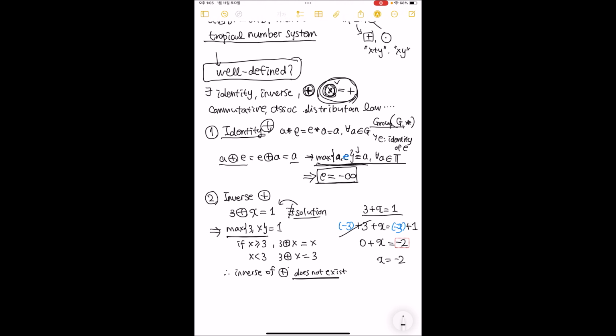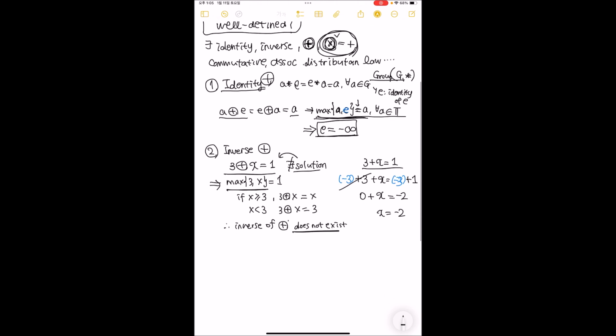If the inverse exists, we can obtain this solution, but in the tropical number system the inverse does not exist in general. That is an important part of the tropical system. Okay, the inverse element does not exist.